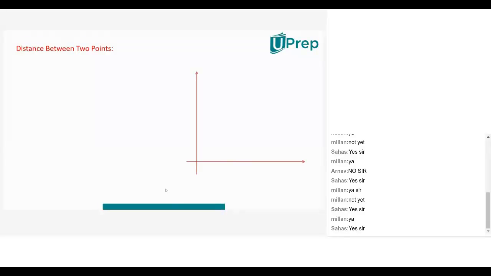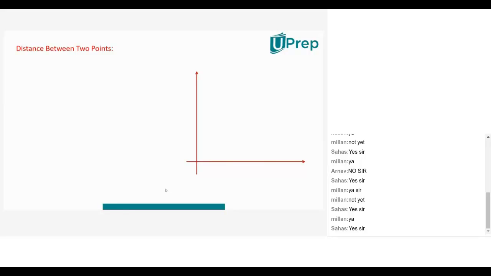Okay. So far I have seen two cases. When the line is parallel to the x-axis, the distance between the two points is y2 minus y1, that is the difference of y coordinates. Then another case we have seen, if the line is parallel to the y-axis, the distance between the points is the difference of x coordinates. So if a line is parallel to either x or y, I know how to find the distance between them.